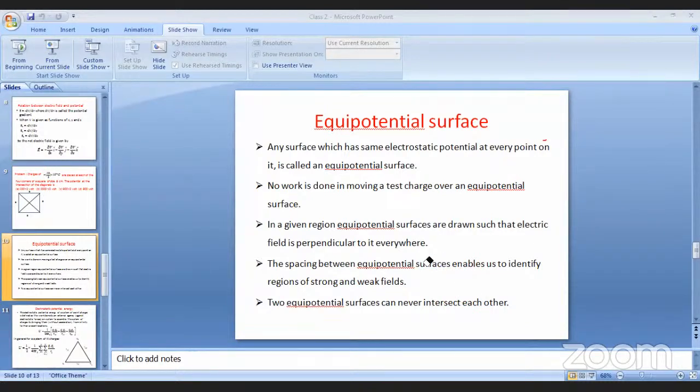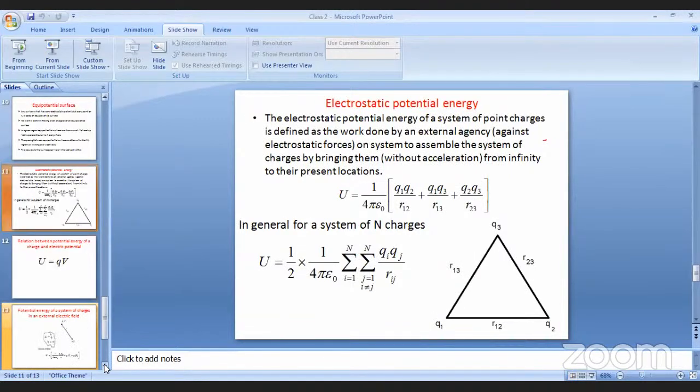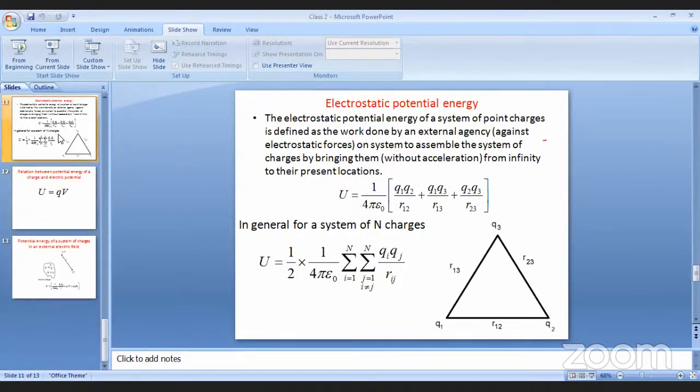Okay. The next point is two equipotential surfaces never intersect each other, because once they intersect each other, at the point of intersection you will be having two different potential values at the same point, which is impossible. So this point is similar to the properties of electric field lines. So electric field lines never intersect each other. So similarly here, equipotential surfaces never intersect each other. Okay. Then here you have electrostatic potential energy. And what is the meaning of this?